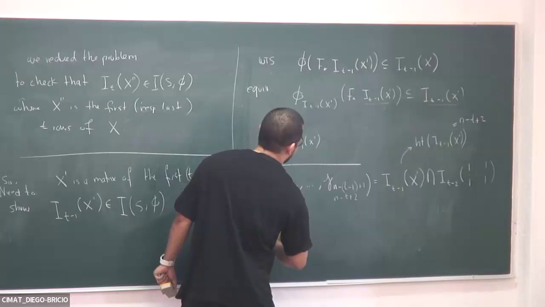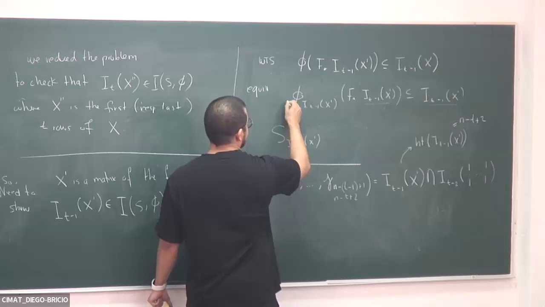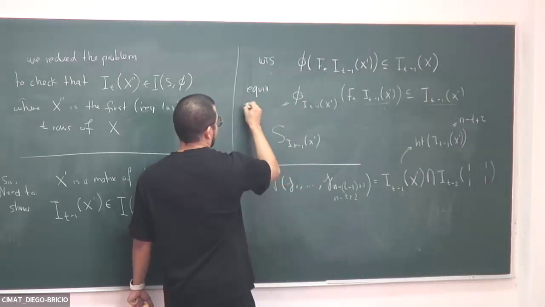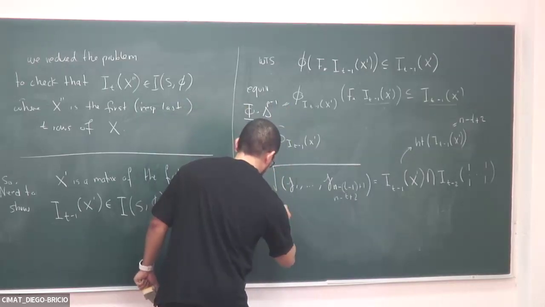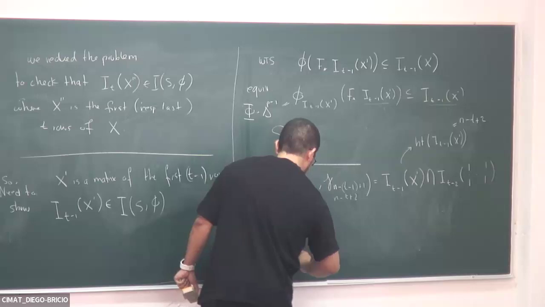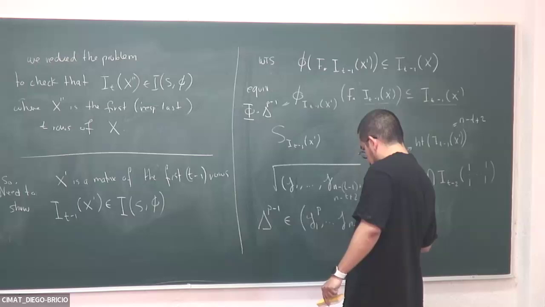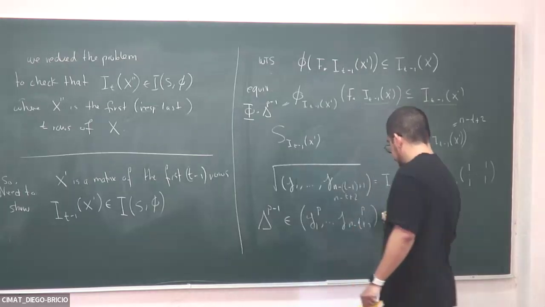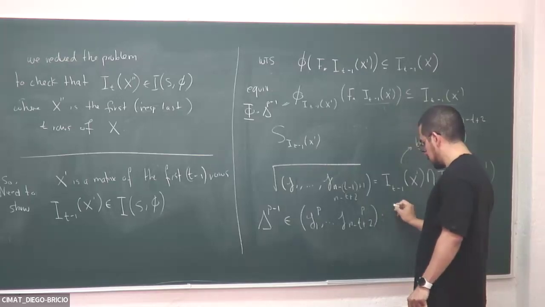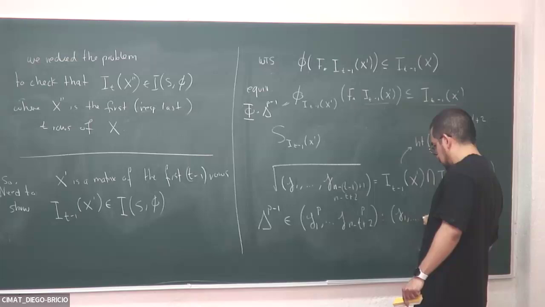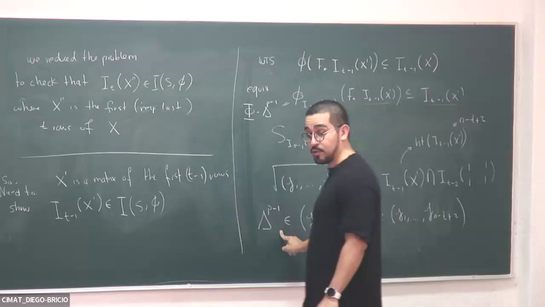And so this problem of checking this is now reduced to checking that, since this guy here, remember, was the trace times this guy, we only need to check that this guy is an element of this ring, of this quotient ideal. So we want to prove that.